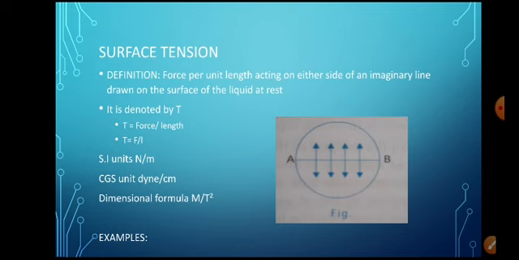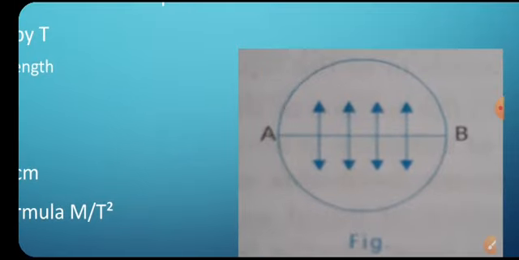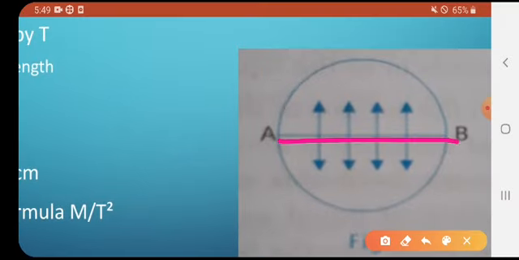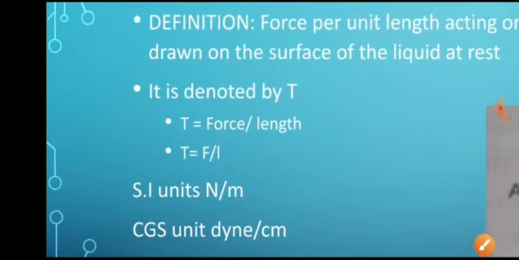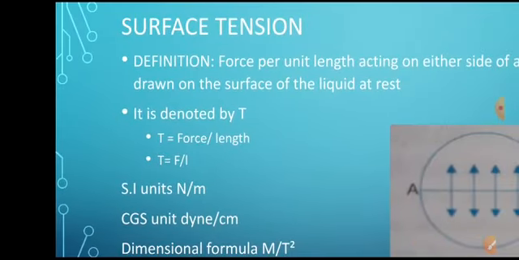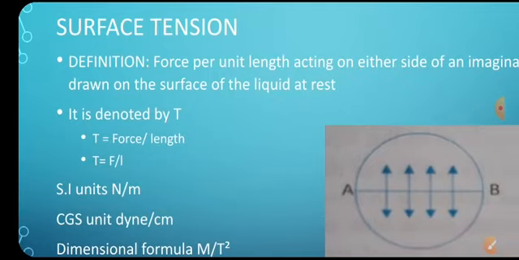The force per unit length acting on either side of an imaginary line. For example, here this is the surface, right? I am drawing an imaginary line AB, and the forces are acting on both sides of this imaginary line, right? How much force is acting on either side of this imaginary line drawn on the surface of a liquid at rest is called surface tension.